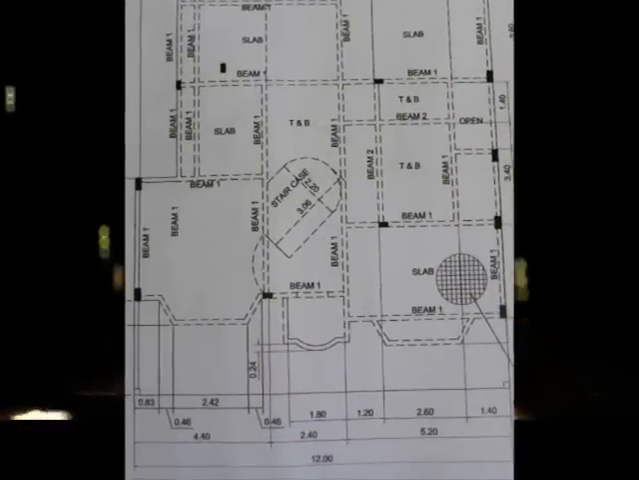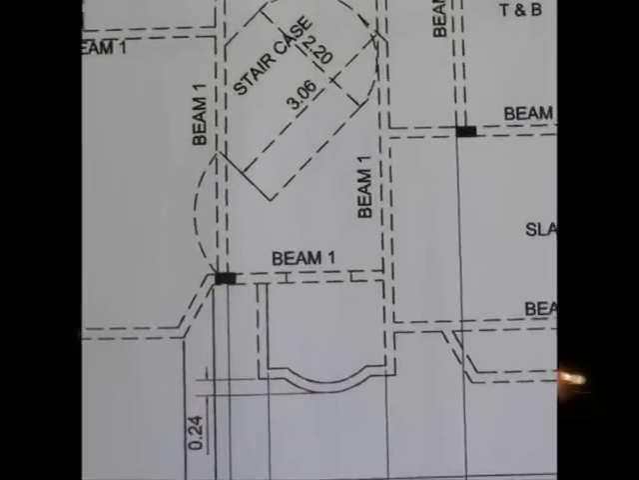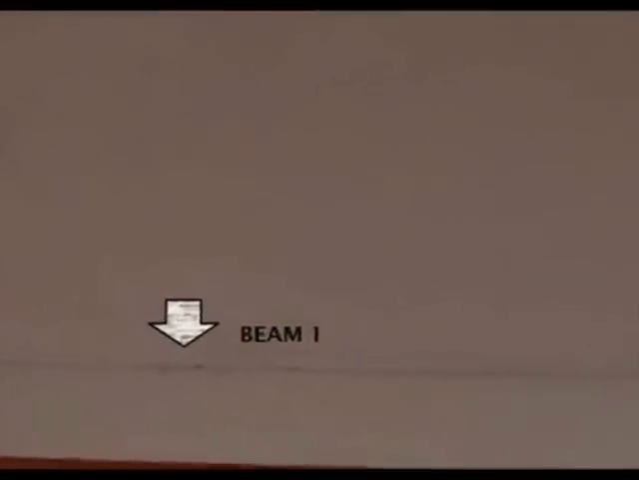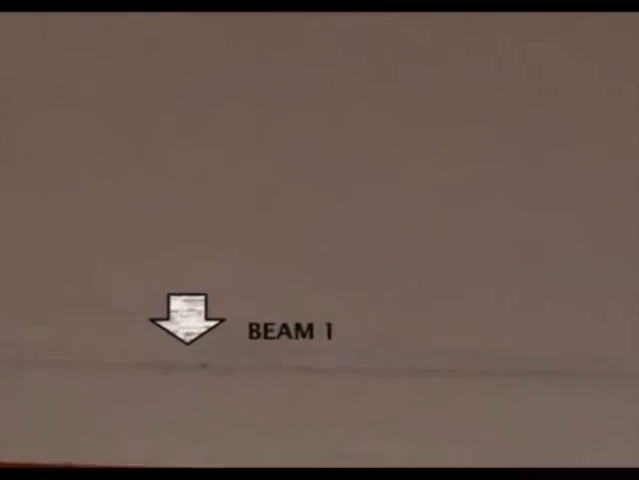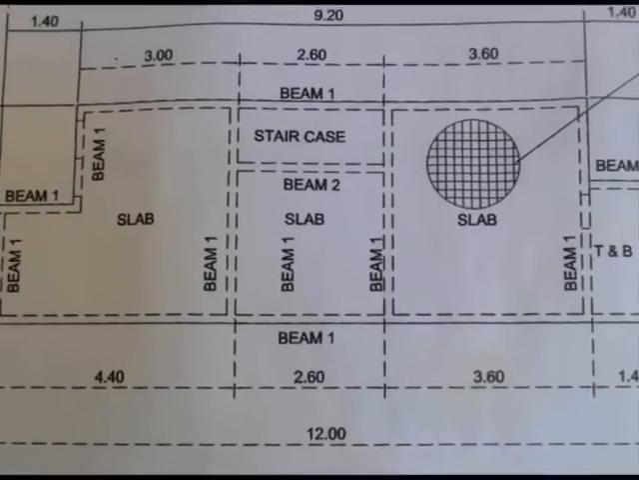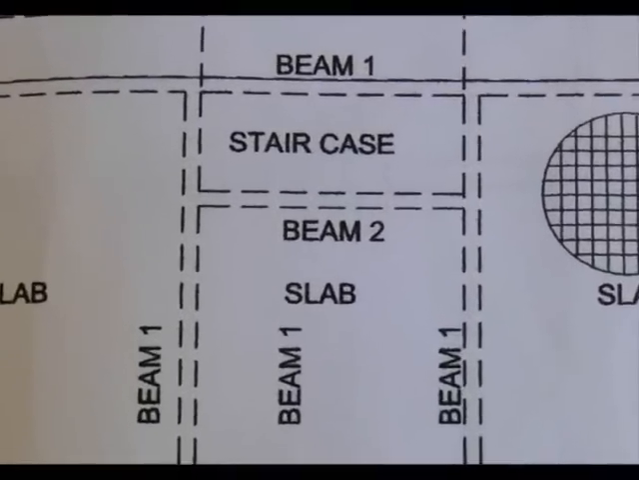This is the second floor framing plan, where we can see the beam 1. And this is the attic floor framing plan, where we can see the beam 2.